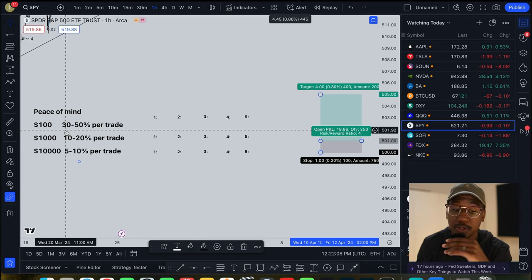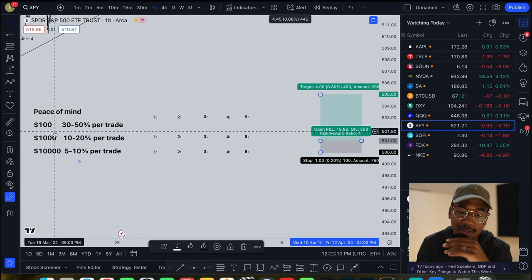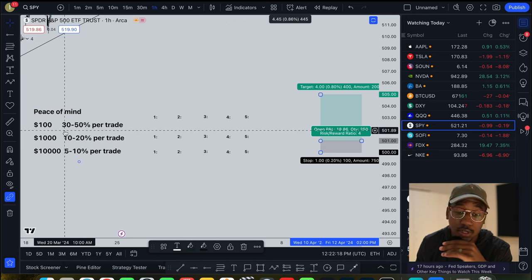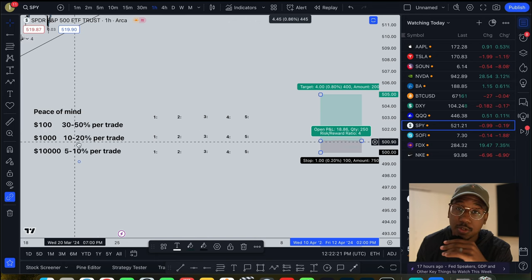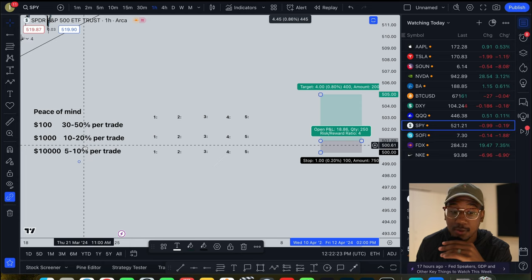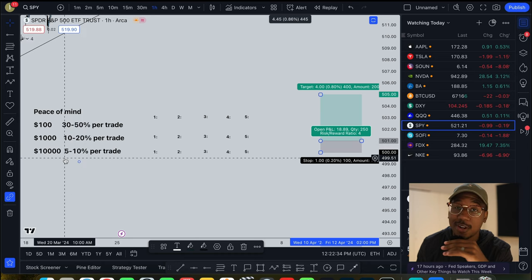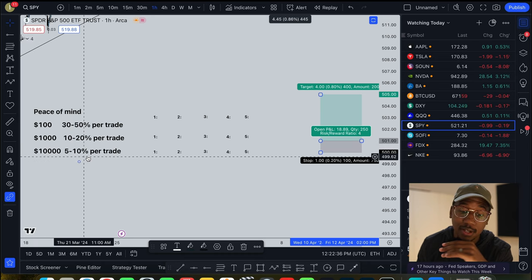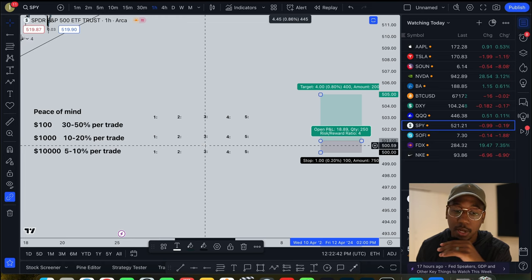That's because you don't. So really, in this situation, if you cut your account into 50%, you have two trades. If you cut it into 30, you have three trades. Right here, 10 to 20% on 1,000, you got anywhere from 5 to 10 trades. And then right here, anywhere from 10 to 20 trades. So getting back to it, we're gonna come right here and project.